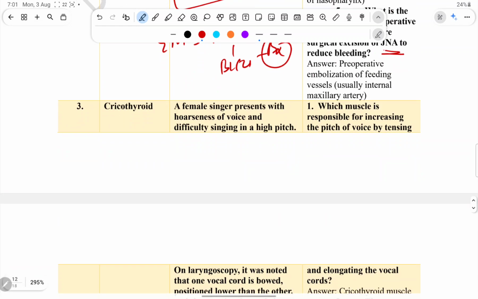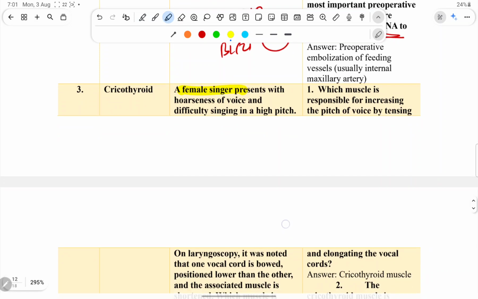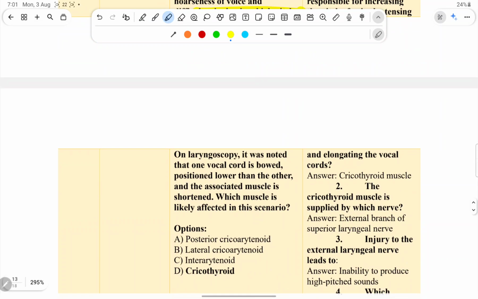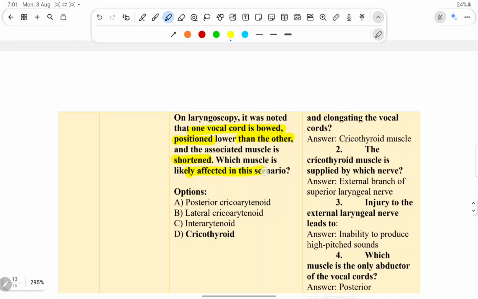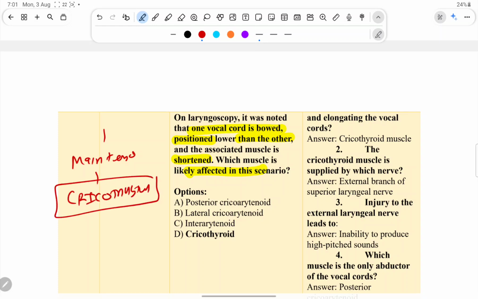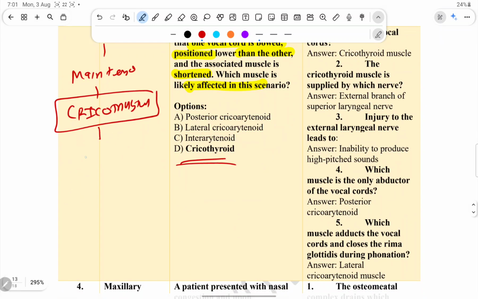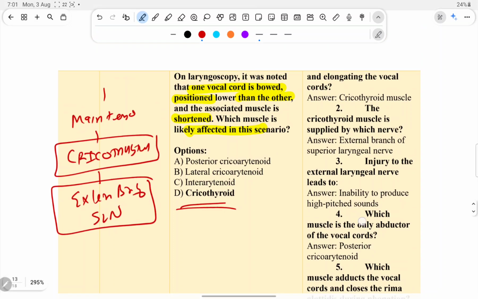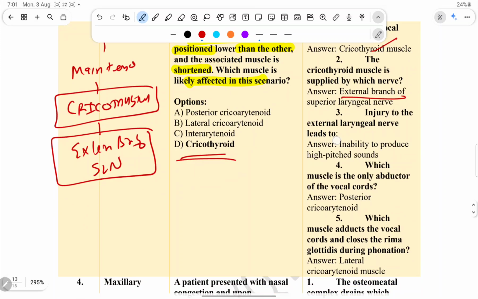Okay. Next, a female singer presents with hoarseness of voice and difficulty in singing at high pitch. On laryngoscopy, one vocal cord is bowed and positioned lower than the other. Which muscle is likely affected? The main tensor of the larynx is the cricothyroid. Cricothyroid is the answer. It is supplied by the external branch of the superior laryngeal nerve. We have read it before.